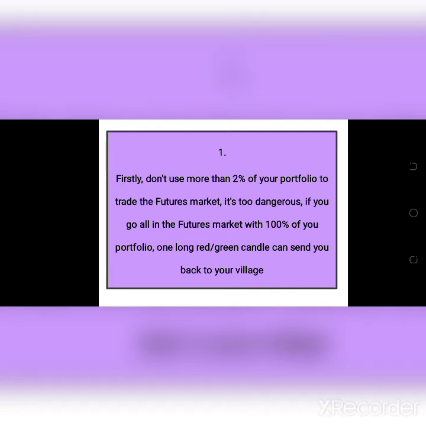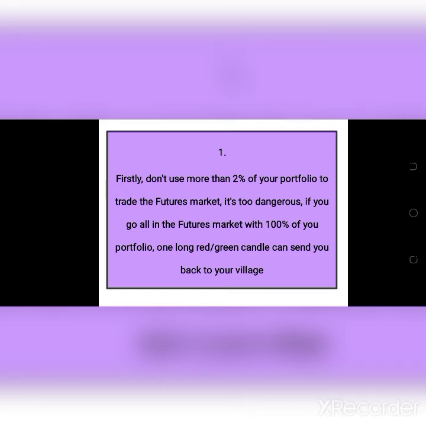But when you go all in, put all your portfolio in a futures market, let's say the crypto market, there's a slight move from BTC and the market turns red, and you are in a long position. Then the market prints one long red candle and it eats your liquidation price. That means all your life savings, everything you've worked for, wipes away, and there's absolutely nothing you can do about it. So that's why you don't use more than 2% of your portfolio to trade the futures market, and also trade with what you can afford to lose.